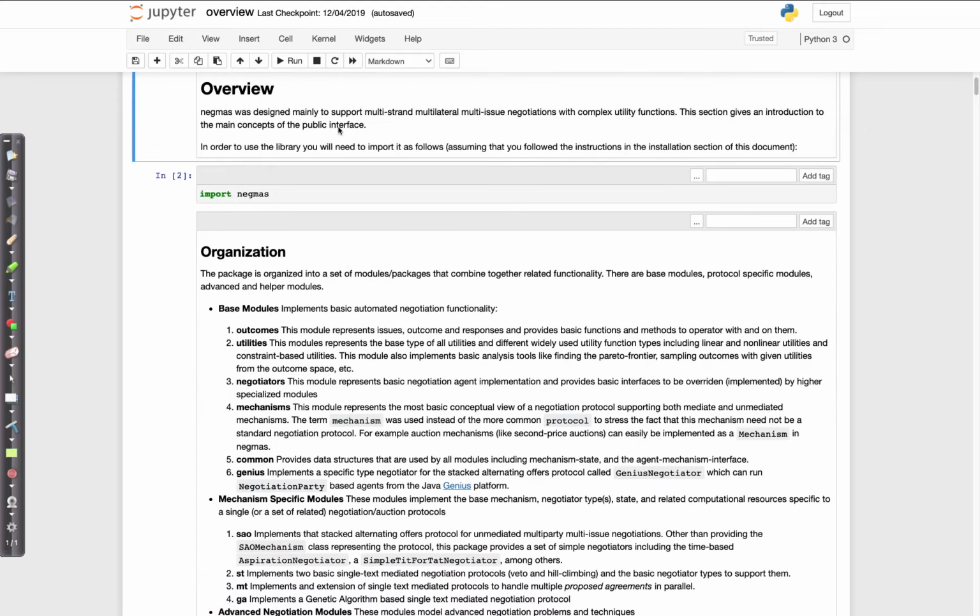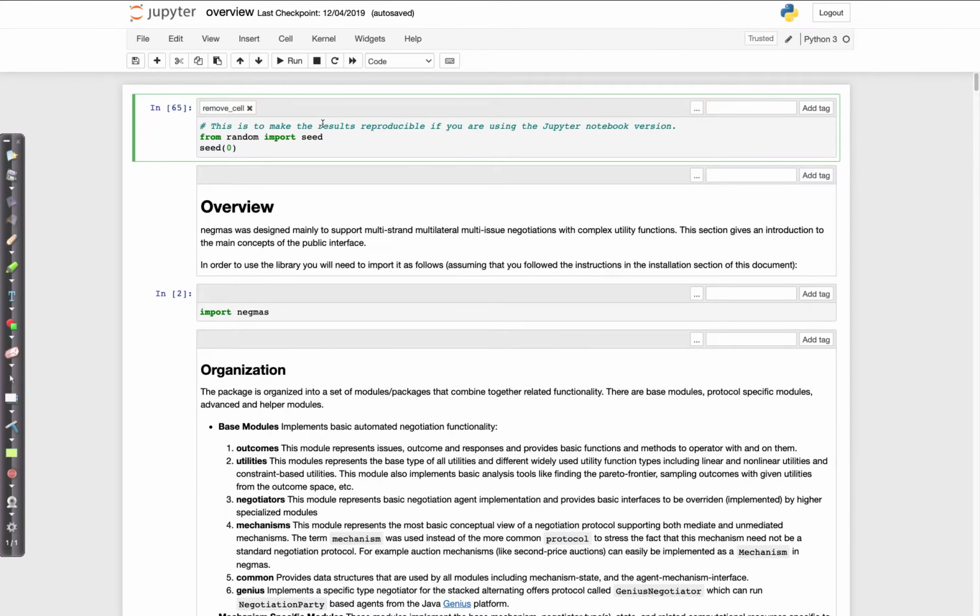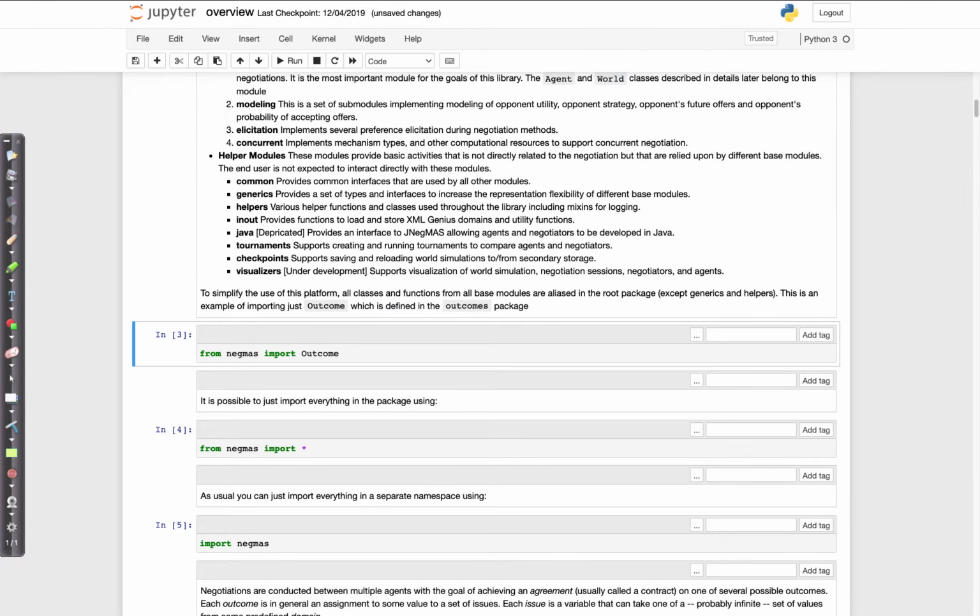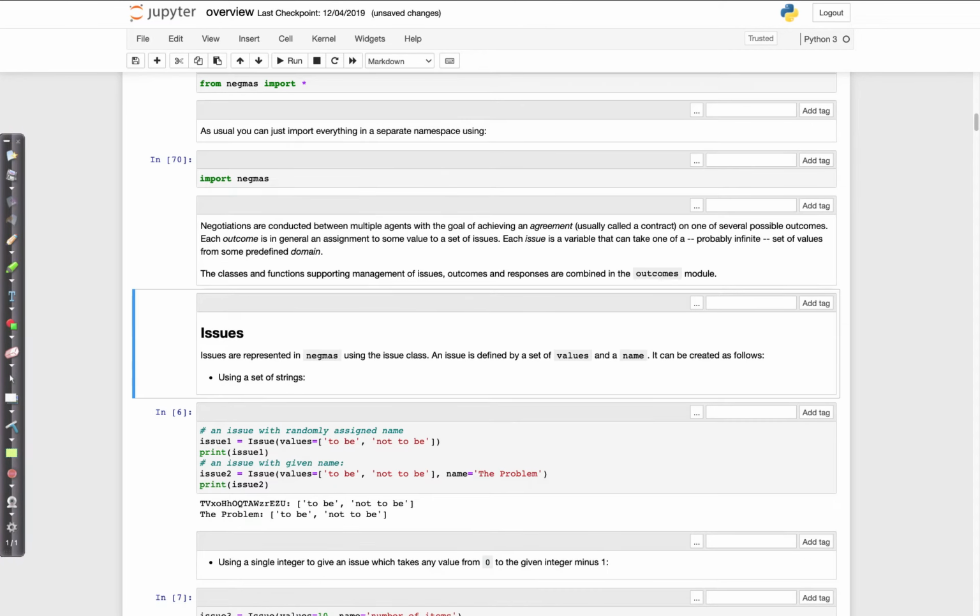So if you want to use NegMAS, of course, you just need to import it. Here I'm importing something called an outcome, and then I'm importing everything just to make it easier to go over this negotiation.